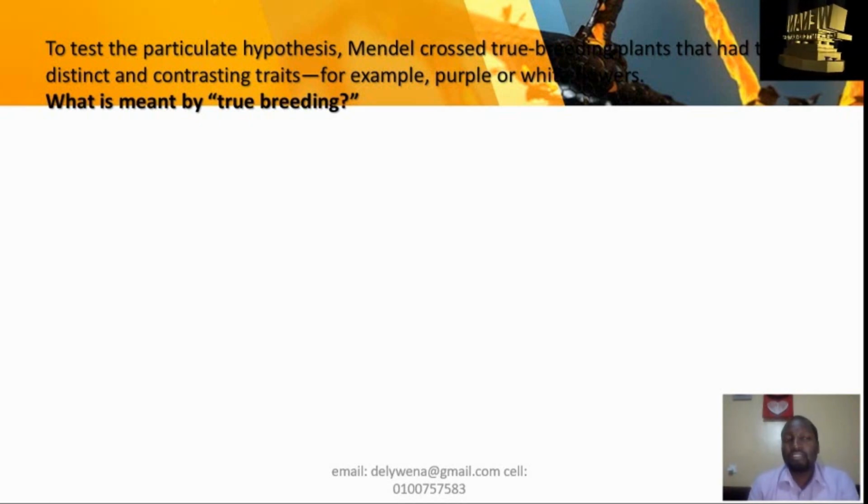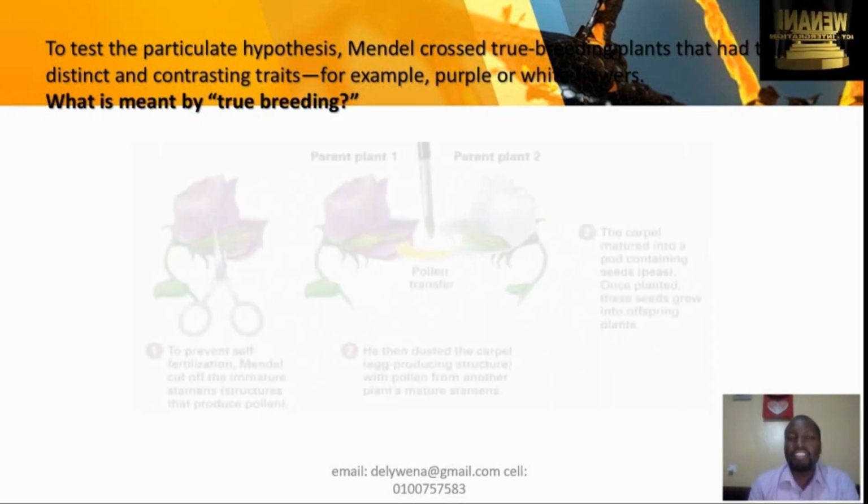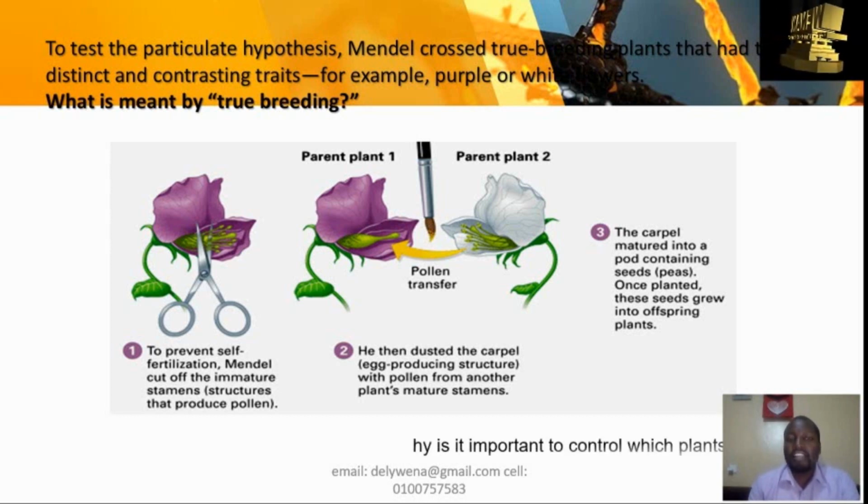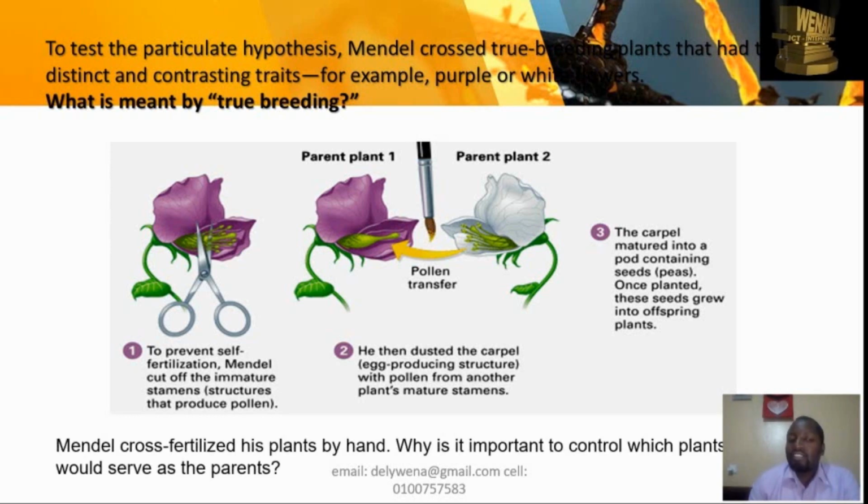So my question is, what is meant by true breeding? When he was crossing, like for example in parent plant 1 and parent plant 2, you can see the assumption was this is pure breed. That is, the purple was crossed with this white. And then the result was, that is when Mendel cross-fertilized his plants by hand. One of the questions he asked is, why is it important to control which plants will serve as the parent?